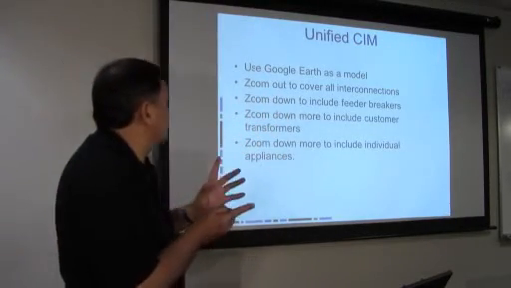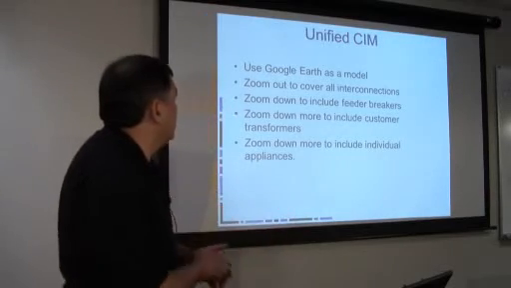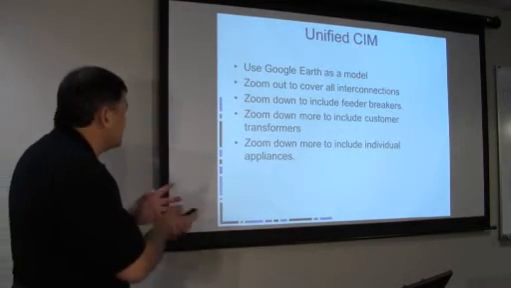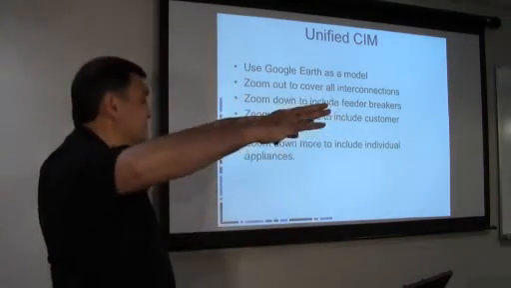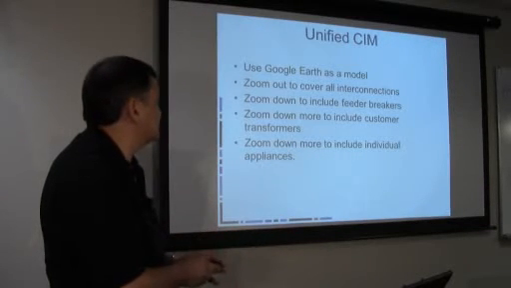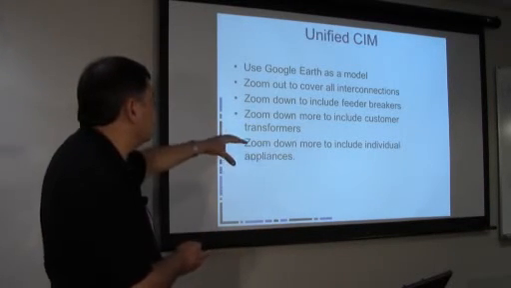So I've talked about CIM, a common information model. I talked about Google Earth as an example. Why not be able to use that where you can zoom out and have a model of all the United States, all the 4 interconnections together, and have a high-level representation, and then be able to zoom down and include the feeder breakers, then go down another level to the customer transformer, and then another level to the actual appliances in the home. And one single model that is all put together. This is a vision.